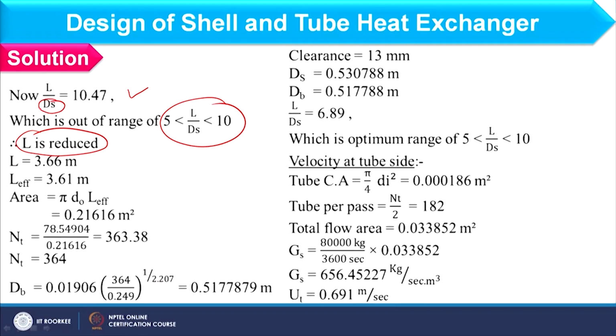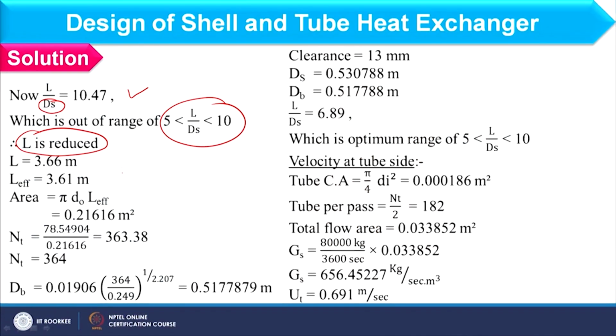So you can use the diameter of the tube accordingly, and then you can find out the bundle diameter and shell diameter and then the L by D ratio. But here I am reducing the length. So the next length is 12 feet and the corresponding value is given over here. Effective length you can consider.